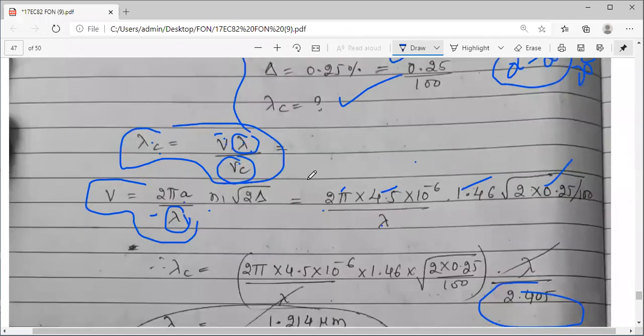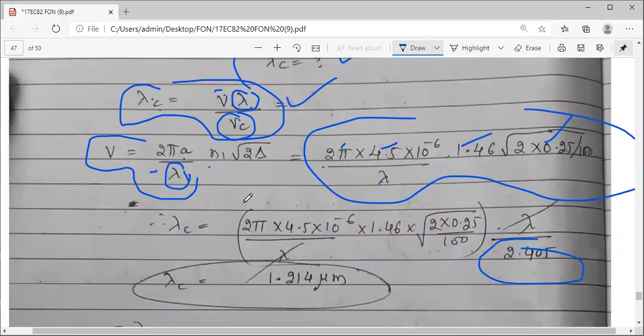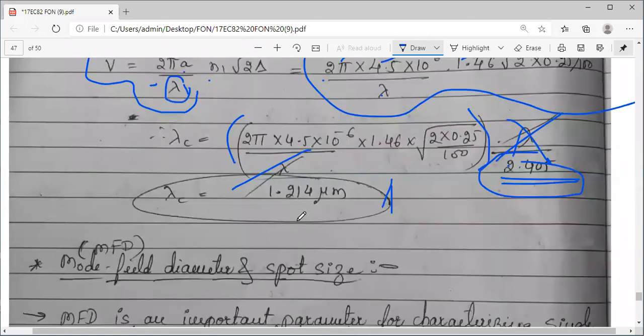Now what I will do, I will substitute this complete value in your lambda c equation. So if I substitute, this is your complete value of V, lambda divided by Vc. Vc is 2.405. Here you can see these two lambda terms are getting cancelled. If you evaluate the remaining terms, lambda c I have got it as 1.214 micrometer. You can cross verify with your answer. Hope you understood this. Very simple. You have to take the equation for single mode operation, you need to define it, you need to solve it.